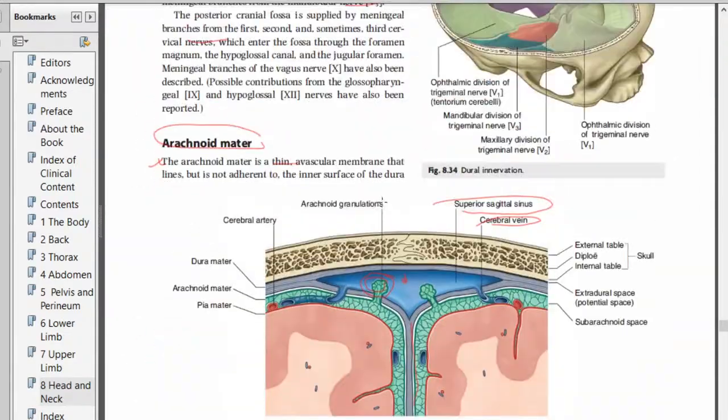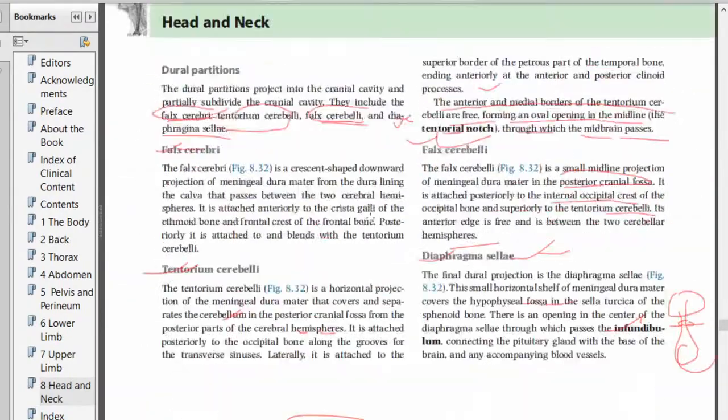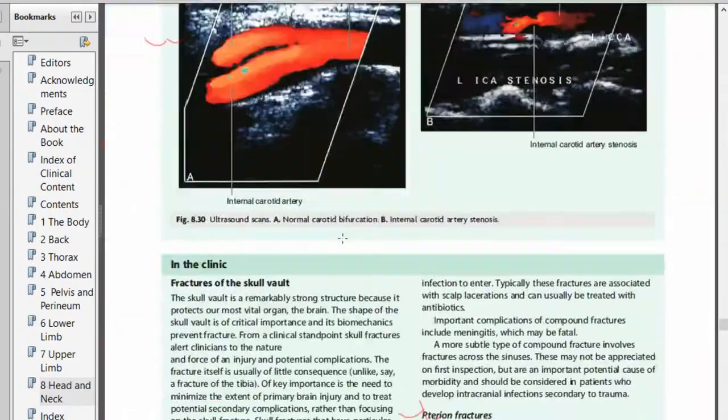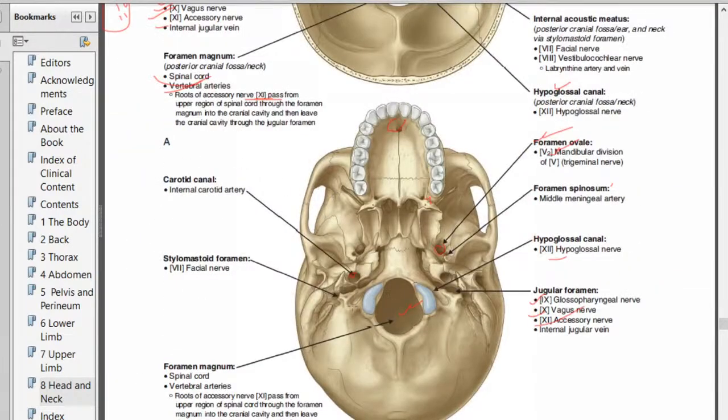So we're asking about the carotid canal. Where is the carotid canal? We studied that previously, but anatomy is just volatile. We need to search it again and again. So here is the carotid canal. The internal carotid artery passes through it, and it's called the carotid canal.